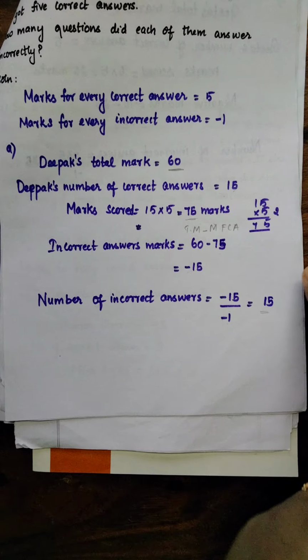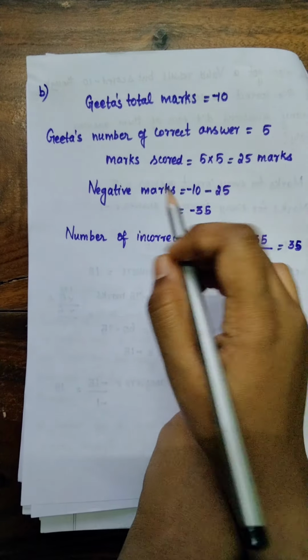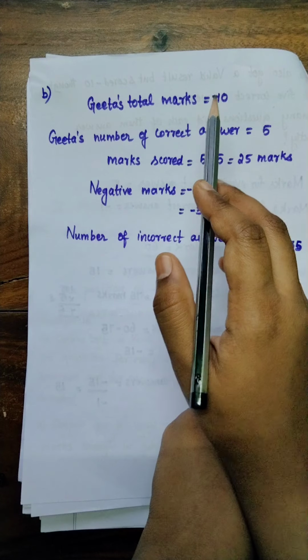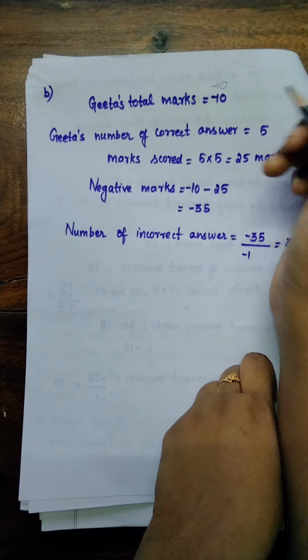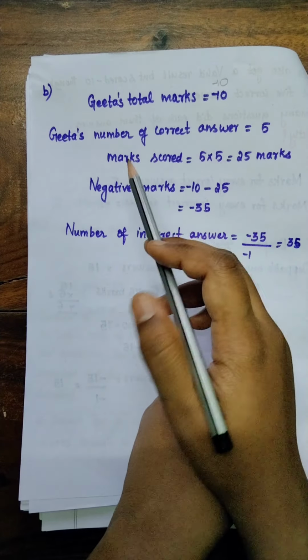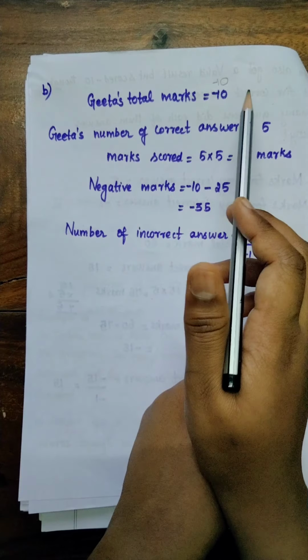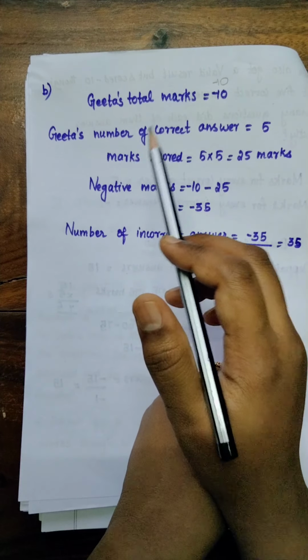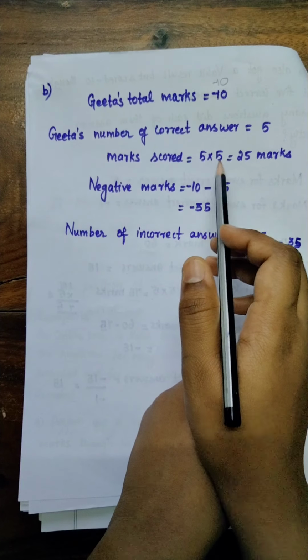Understand? Okay, second question. Geeta's total mark is minus 10. Geeta's number of correct answers is 5, right? So marks scored for correct answers is 5 into 5 is 25.